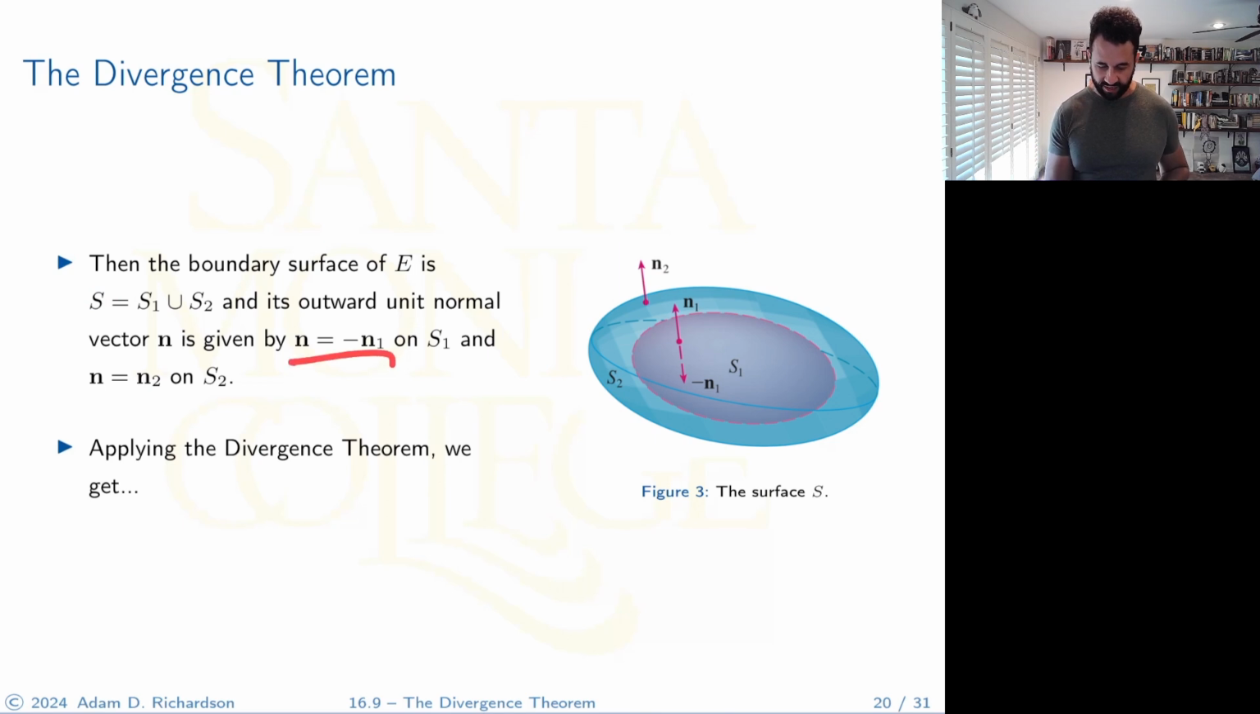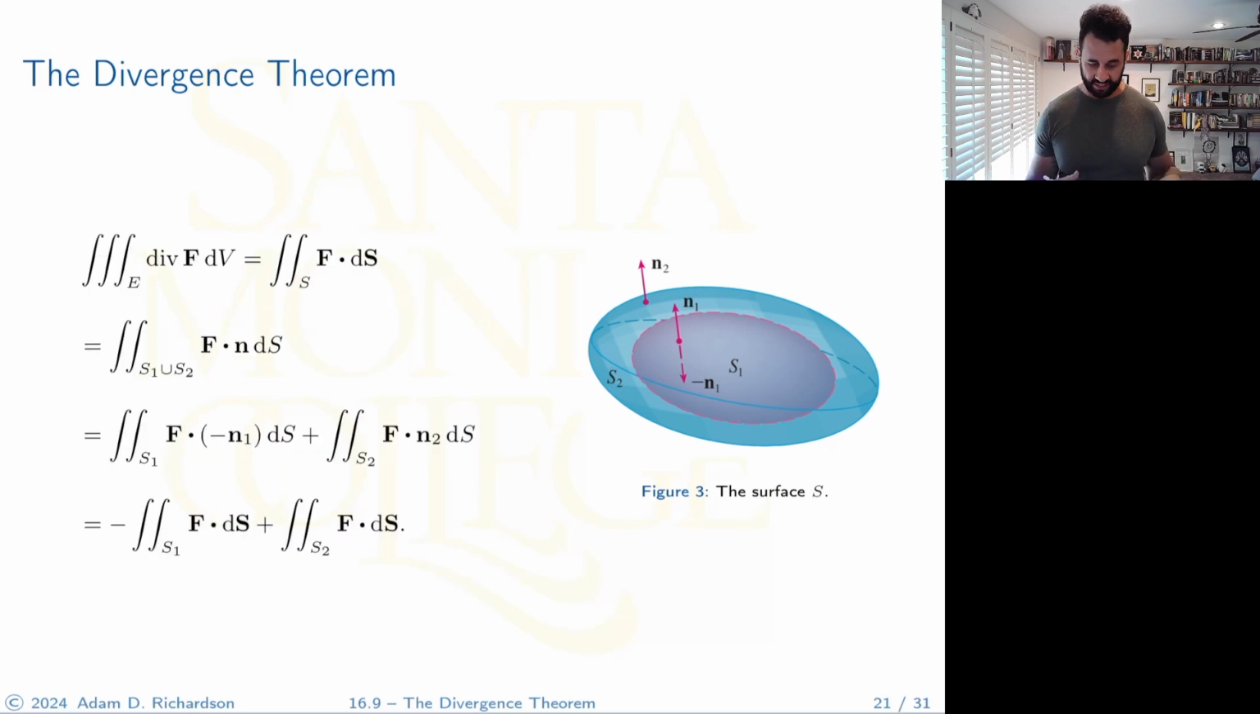So it'll be negative n1 when you're on S1, and then n2 when you're on S2. There we go. Basically, just make sure you're going out. That's the key idea. Applying the divergence theorem, we get this nice result.